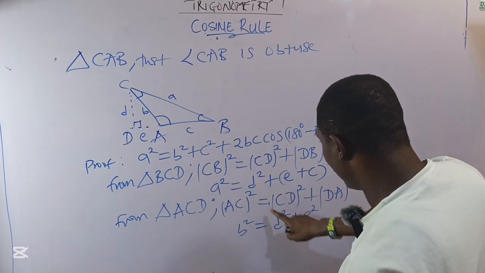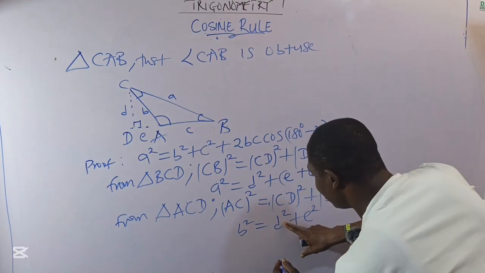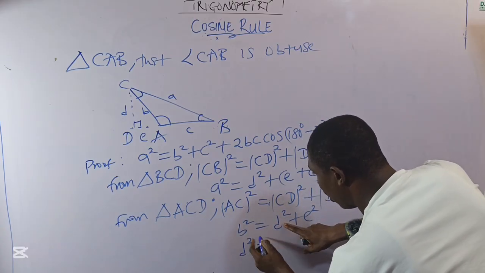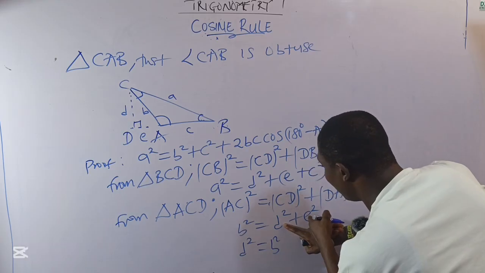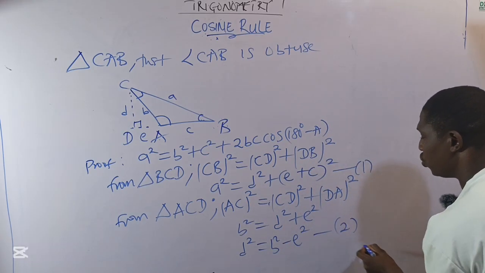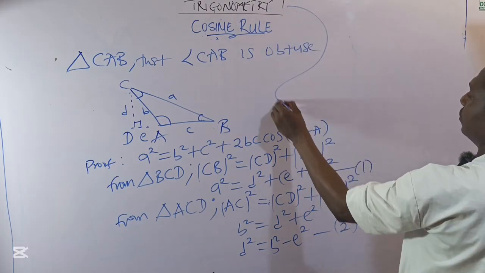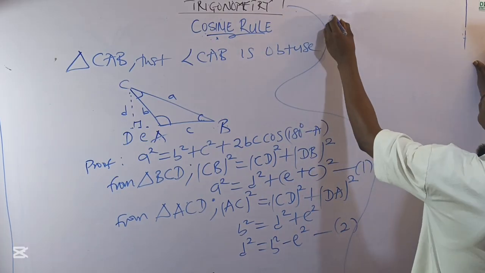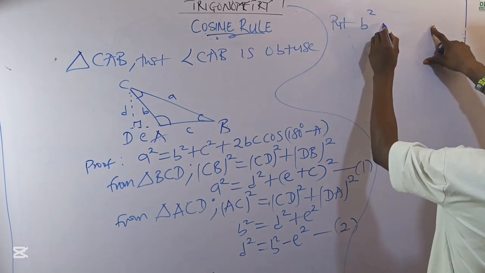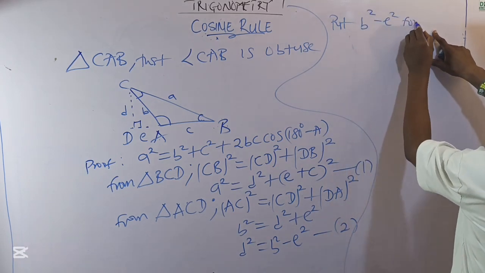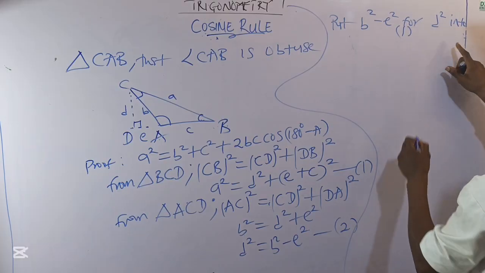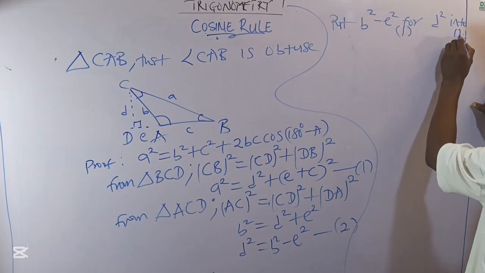So since I have d square here, I can make d square the subject of the formula. I'll leave b square, and I'll move plus e square to the other side, it becomes minus e whole square. I'll take this as equation 2. And I can simply put b square minus e square for d square into equation 1.